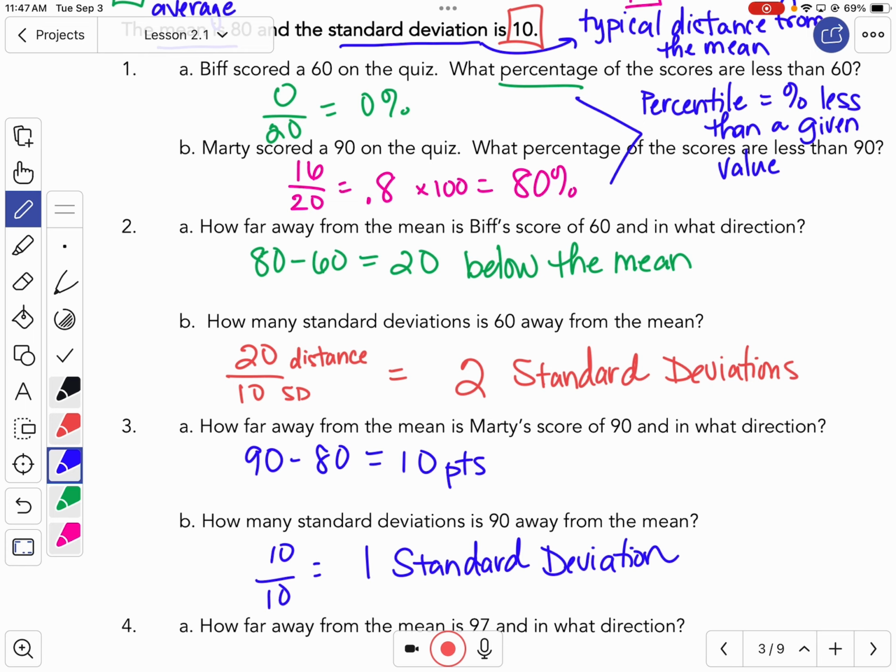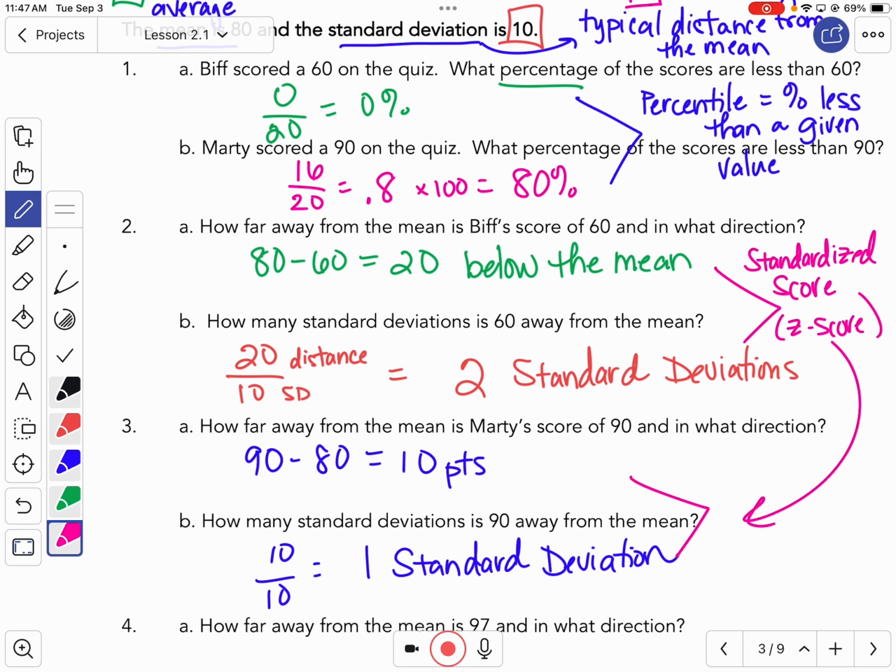Okay, what we just found there is referred to as a standardized score. I just want to walk you through what we did to make that happen. This is our standardized score. In both of these, we did the same process. We also refer to it as a z-score. So that's what we did in both of those.